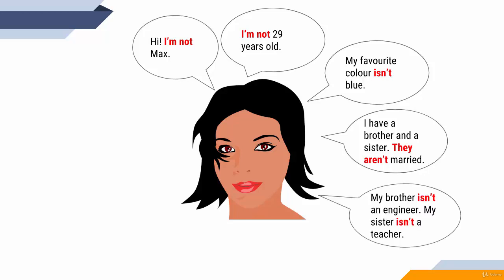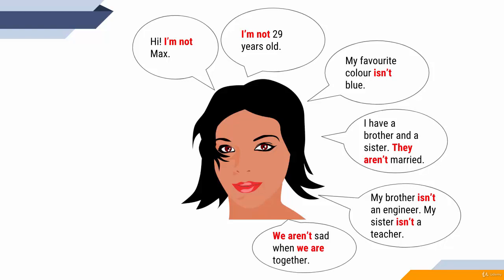My brother isn't an engineer. My brother is, he isn't. My brother isn't. My sister isn't a teacher. My sister is, she isn't. My sister isn't a teacher.